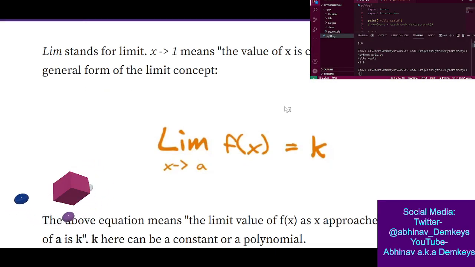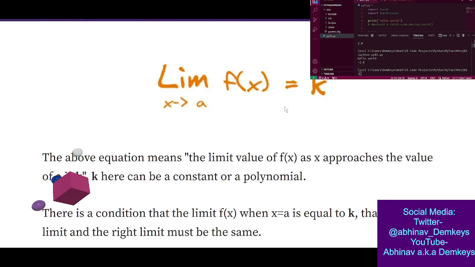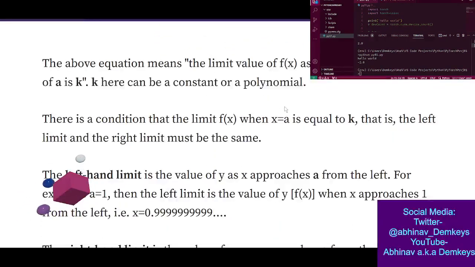The limit of f of x as x approaches a is equal to k. The above equation means the limit of f of x as x approaches the value of a is k. K here can be a constant or a polynomial. I don't know what a polynomial is, so I guess I'll Google that later on.